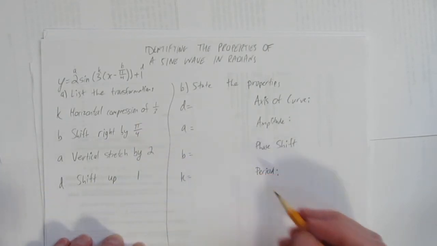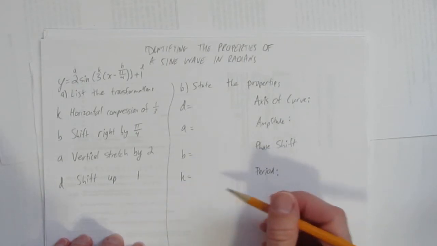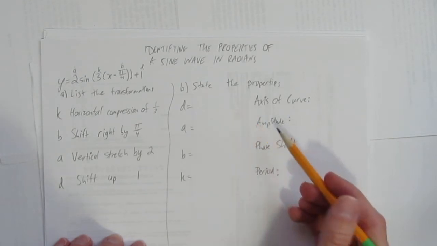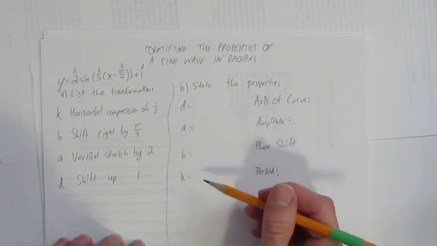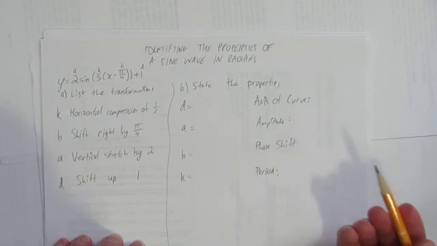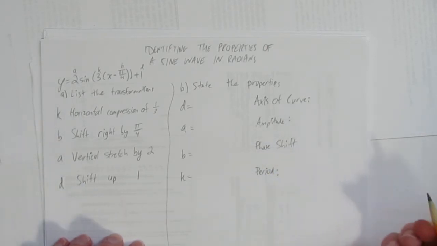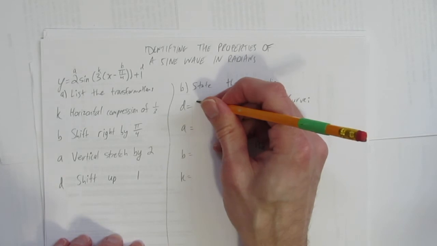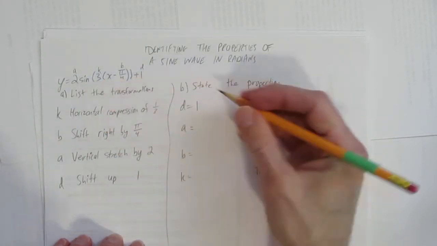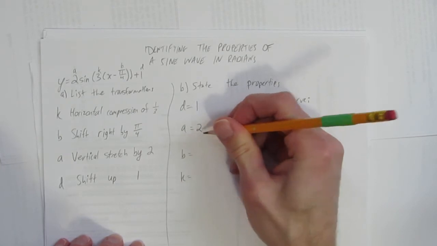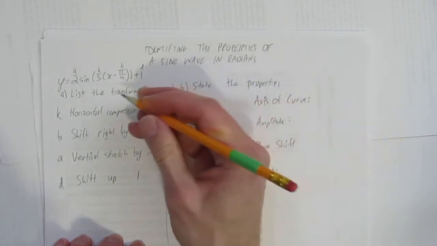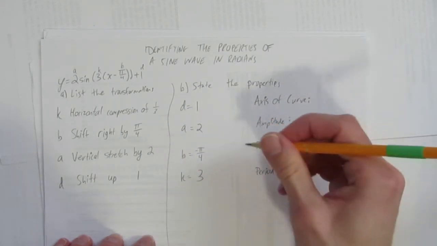A different type of questions will ask you to state the properties. Here, you don't have to do the KBAD in order. So I just listed them, I think, in order of easiness to hardness, though not really any of them are hard, but let's look at them all. The D is the 1. We've already seen this. D is 1. The A is 2. The B is negative pi over 4. And the K is 3. And yes, you should show your work like this, please.